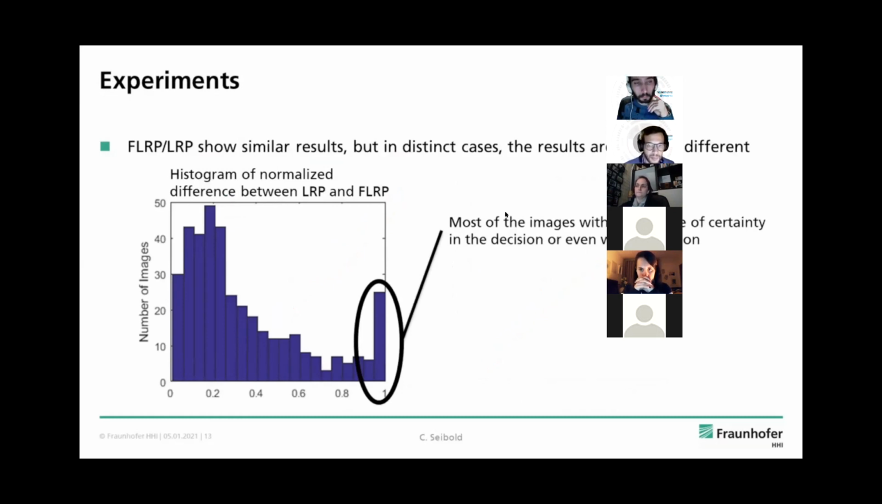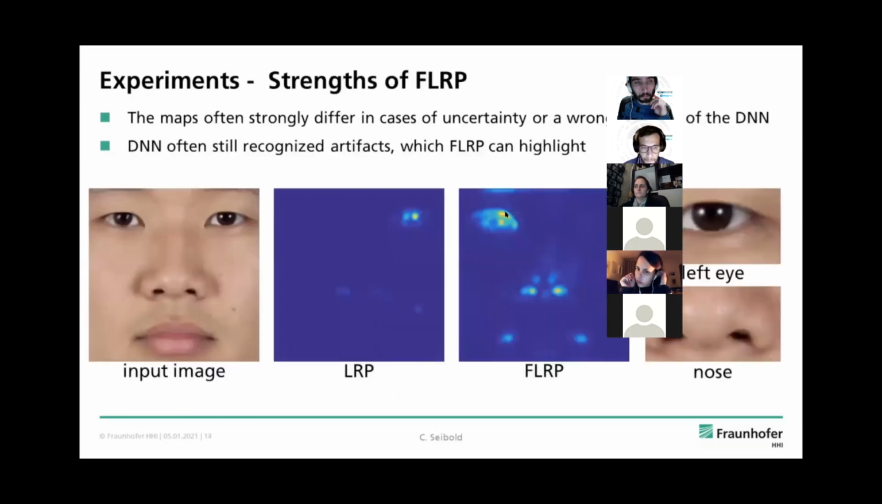We analyzed these images and saw that the output for FLRP and LRP strongly differs for most morphs that are not detected or where the DNN's decision has a low degree of certainty. In these cases, LRP often assigns most of the relevance to the part of the forgery that does not contain easily visible artifacts. But FLRP, on the contrary, does still assign relevance to these forged regions and thus highlights traces of forgery that are detected by the DNN.